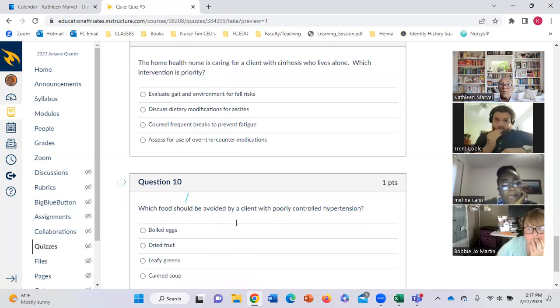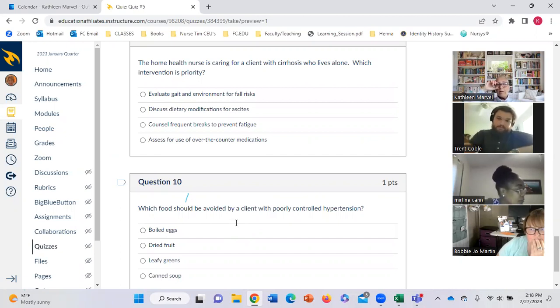The home health nurse is caring for a client with cirrhosis who lives alone. Which intervention is a priority? What things are clients with cirrhosis at risk for? Fall risk is going to hurt him the most and it's going to hurt him the fastest. Say that again? I said fall risk is going to hurt him the most and it's going to hurt him the fastest. Right. That's the most important answer.